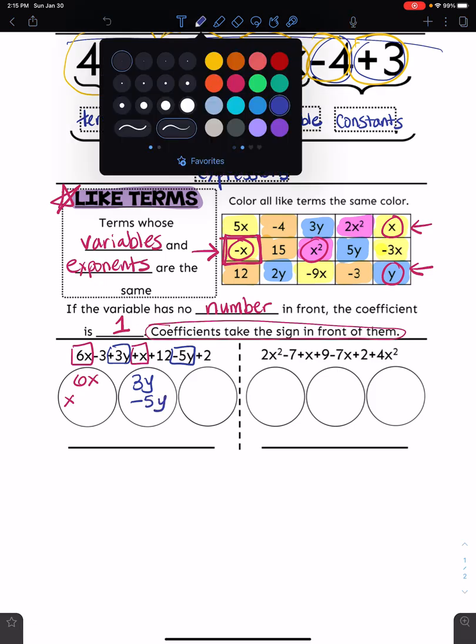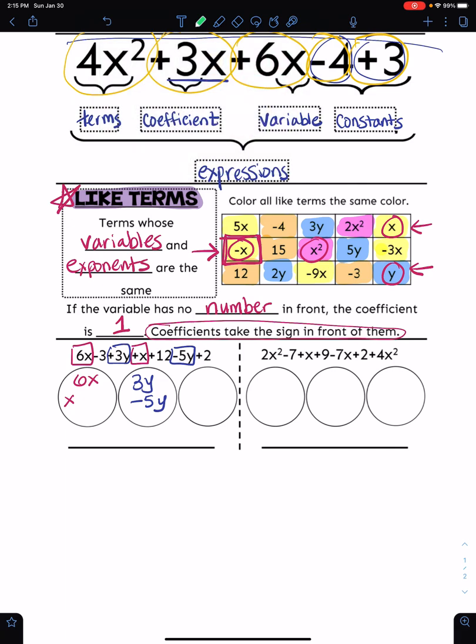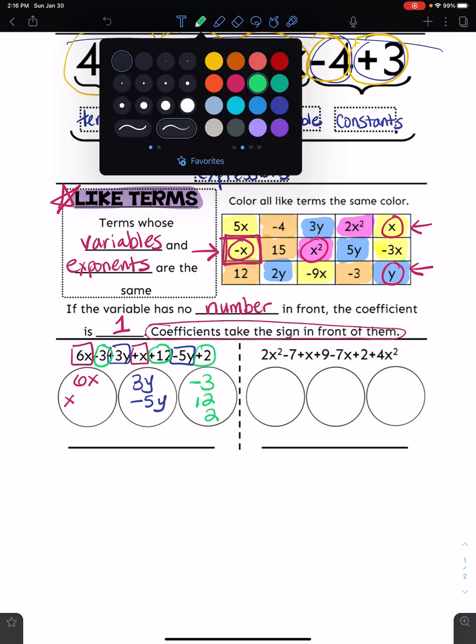And lastly, let's take all the constants, negative 3, 12, and 2. Notice I'm always including the symbol in front of the term, so we know that's a negative 3 and a negative 5y. Now, all we've done so far is identify the like terms, but now let's actually simplify it.